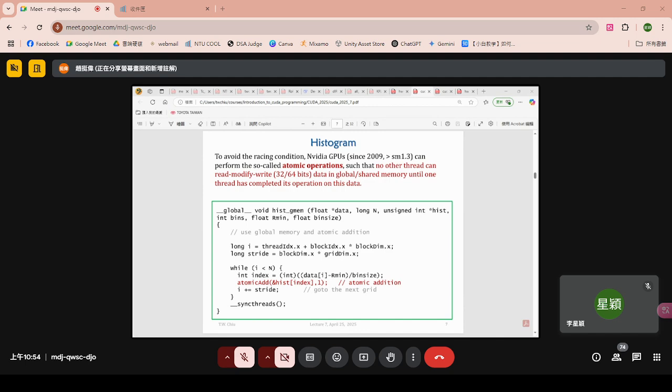The histogram is computed using global memory. So this is the print out: I can print out this histogram to our file. This one prints to the file, and this one prints to the console.